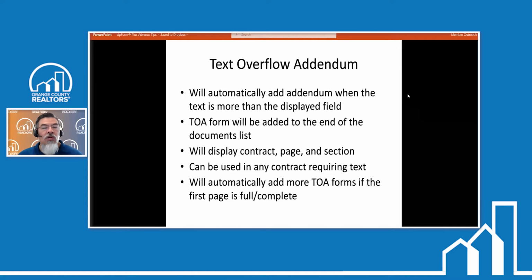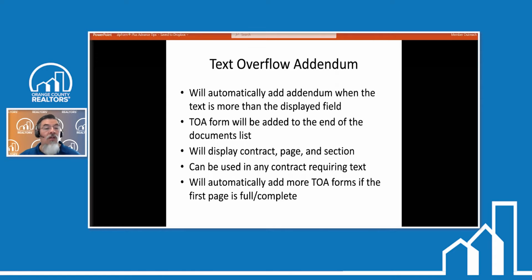So moving on to the next one, text overflow addendum. Now this will automatically add an addendum when the text is more than the display field. Text overflow addendum, the TOA form, will be added to the end of the documents list. And we'll show you that in just a moment. It's going to display the contract page and the section, and I'll show you that. And can be used in any contract requiring text. So it's not going to be in every section. Just some sections will allow you to use this.